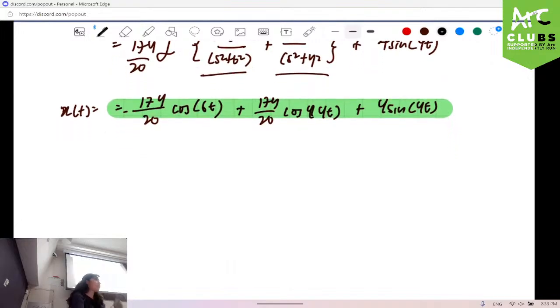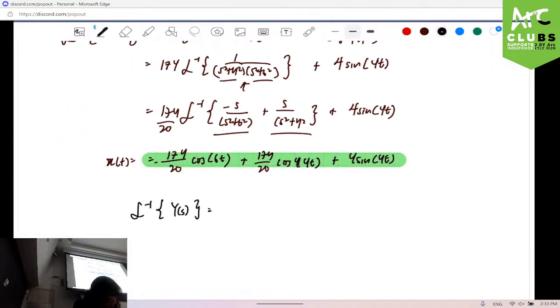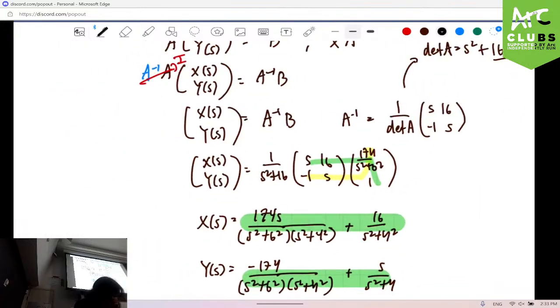So now we have one more, Y(s). Let's find the Laplace inverse of, from here I'm just going to straight away take out the 174.